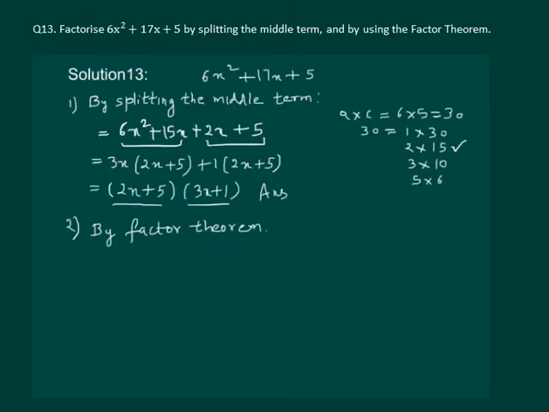Let us now find the factors of the same polynomial using factor theorem. We can write 6x square plus 17x plus 5 as, we take out 6 common, we get x square plus 17 by 6x plus 5 by 6. We are doing this because to apply factor theorem, our general form is x square plus lx plus m.